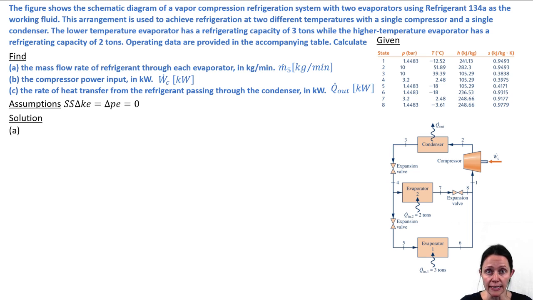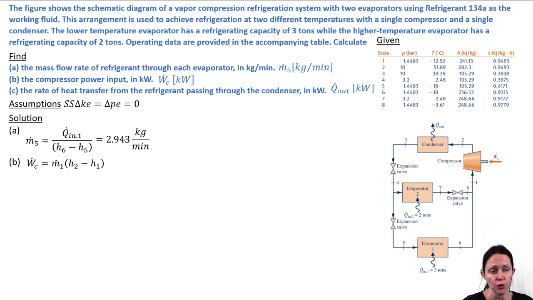So all I need to do there is apply my energy balance to evaporator 1, and I know what Q dot 1 is. The energy balance will give me Q dot 1 over H5 minus H6, and I've got H6 and I've got H5. It's just a matter of plugging things in and making sure I've got my unit conversions done correctly. And then part B is asking for the compressor power. So the compressor power is m dot 1 times H2 minus H1.